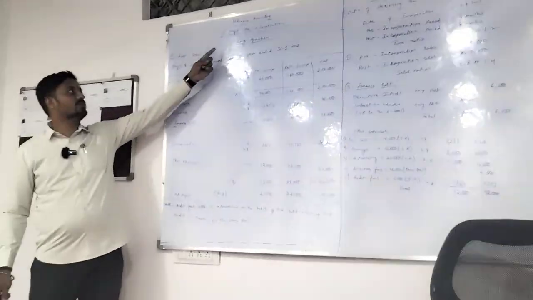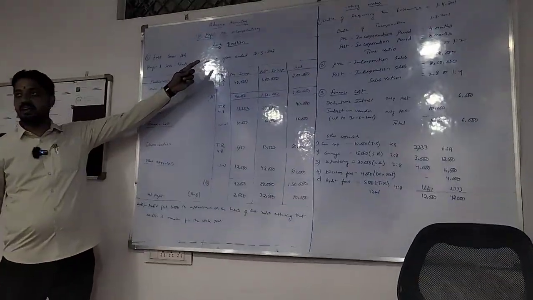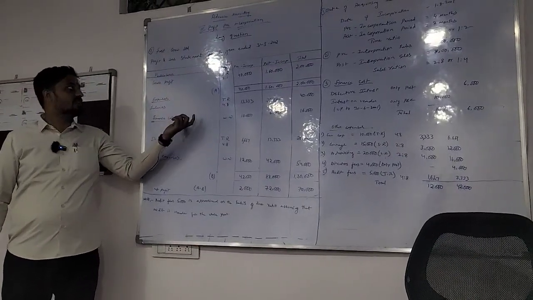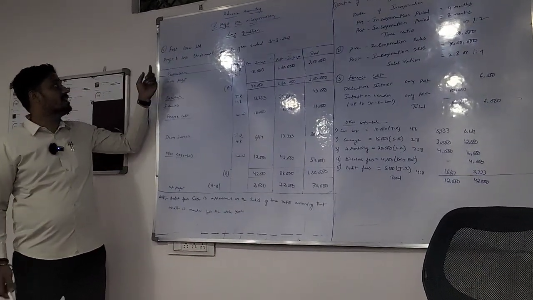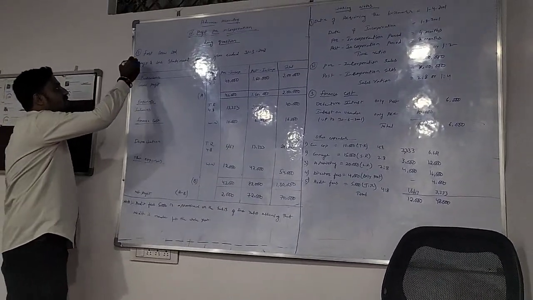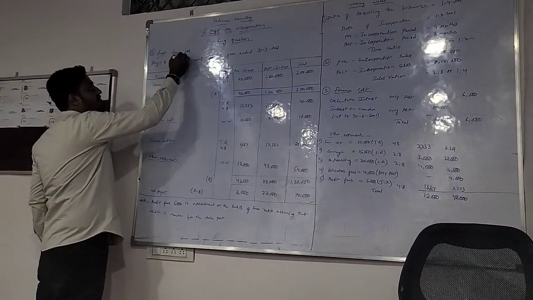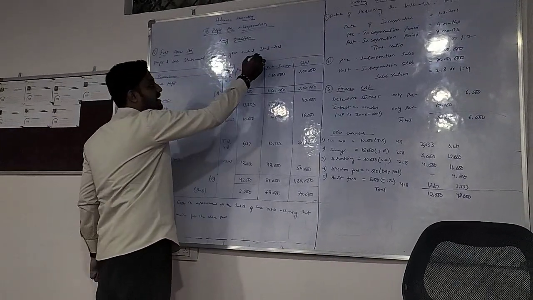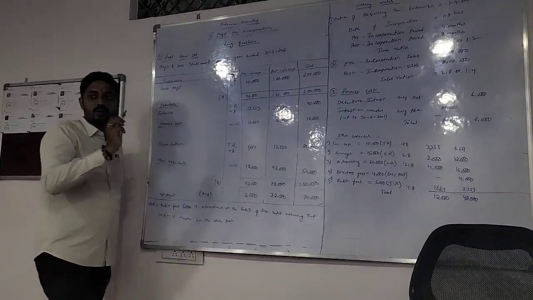Advanced accounting, fourth chapter, profit prior to incorporation. Under this, we have a long question, sir. Long questions today we are going to start, sir. Long question. Under that, Fast Grow Limited. Sir, the company name is Fast Grow Limited. In this Fast Grow Limited, the profit and loss statement is for the year ended 31st March 2002.